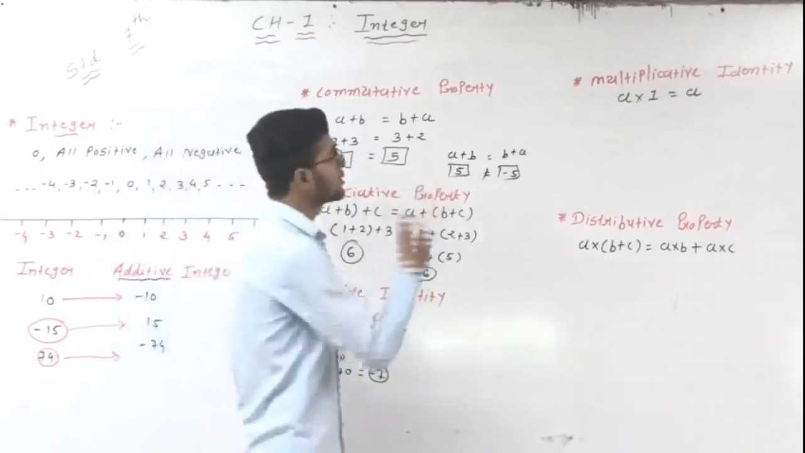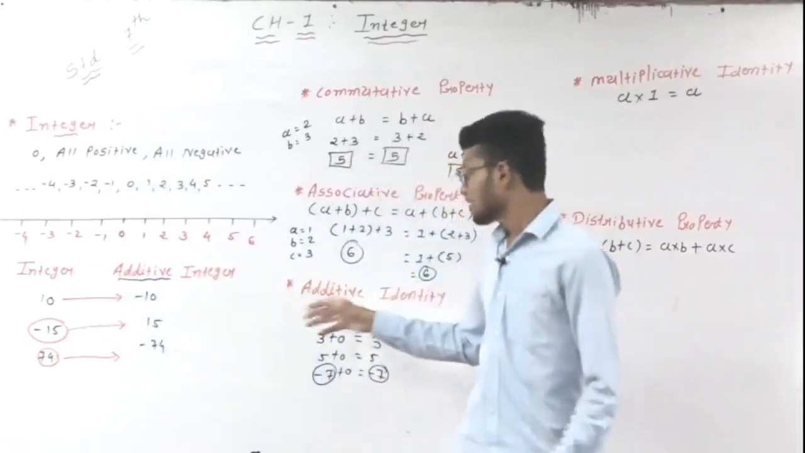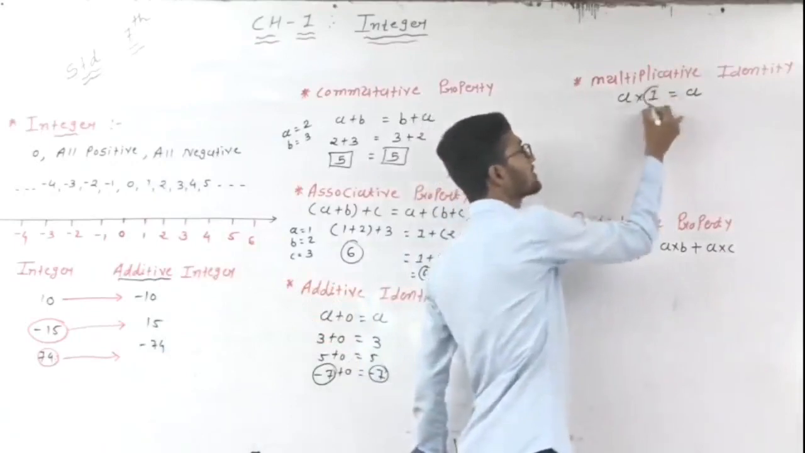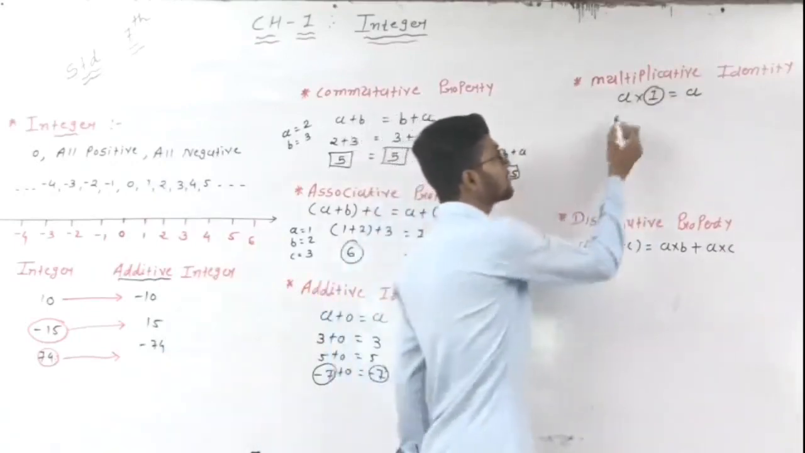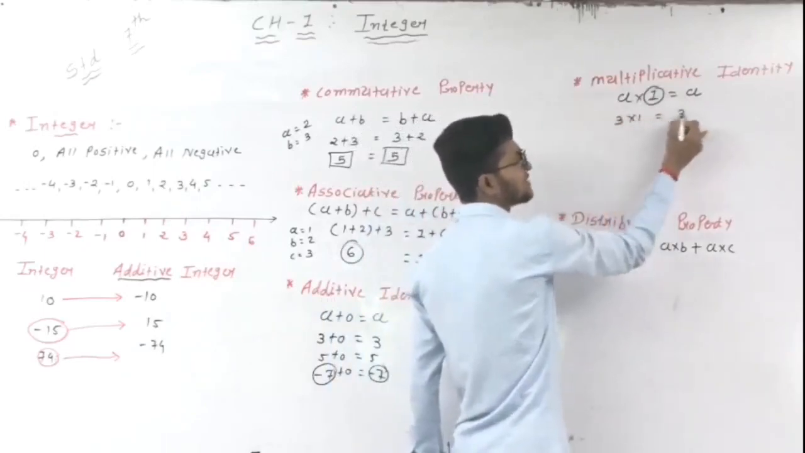Okay. Now to the next, multiplicative identity. 0 is the additive identity. So what is the multiplicative identity? So dear student, 1 is the multiplicative identity. Why? Because if any number is multiplied by 1, the answer is the same. Suppose 3 multiplied by 1, answer is 3.